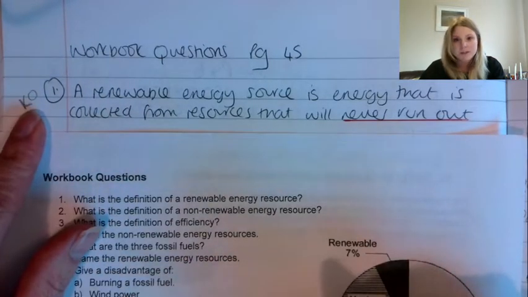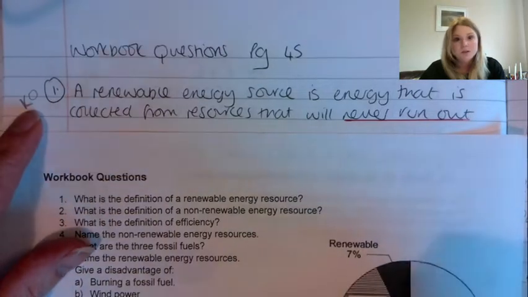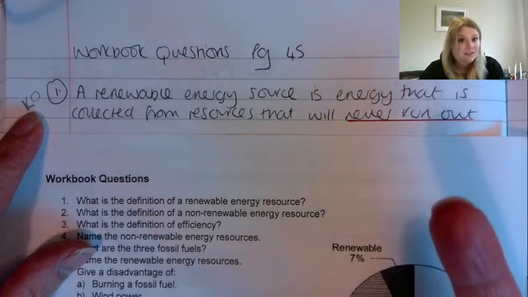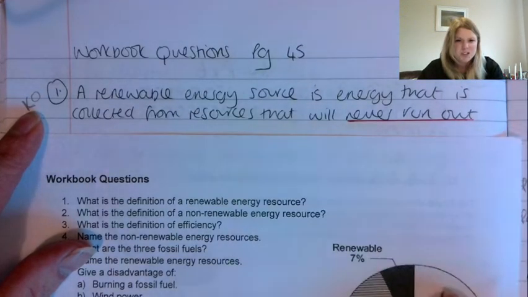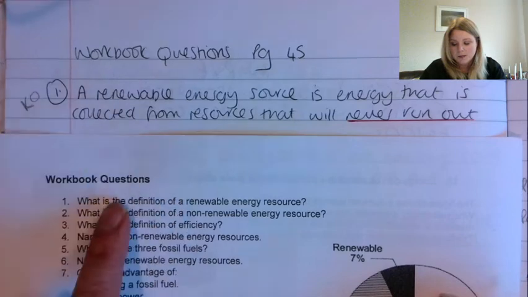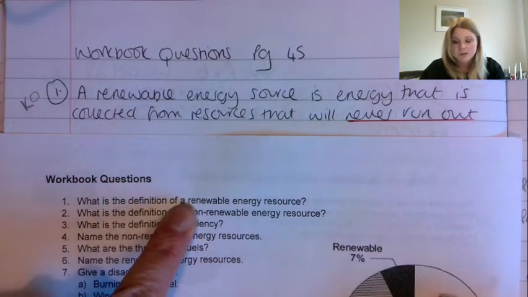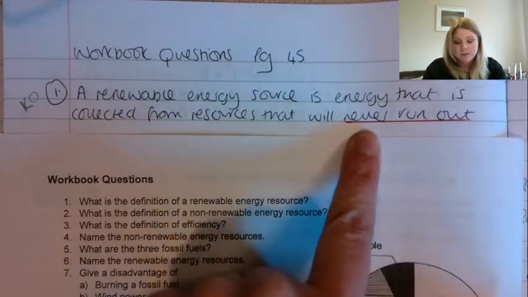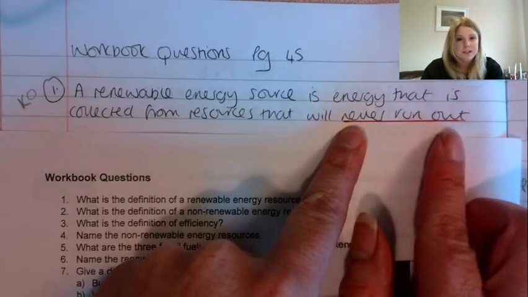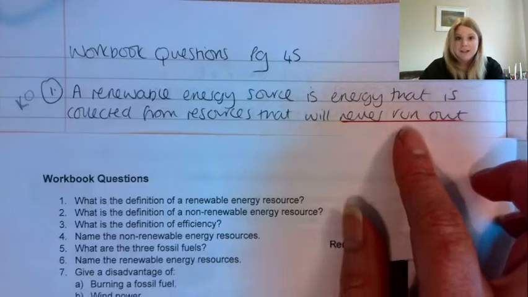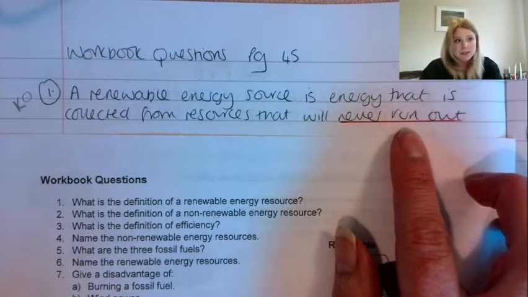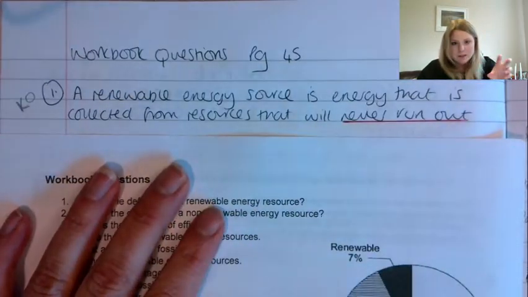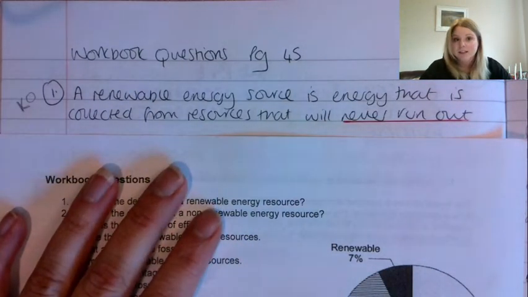Now for a bunch of them I've written KO, that just means knowledge organizer, but this information will also be in your notes. I just think it's maybe easier to find it from that knowledge organizer sheet for the energy topic. Okay, so question 1, the definition of a renewable energy source is energy that is collected from resources that will never run out. And in a lot of these questions you'll see I have underlined in red the important bit, or if it's a fill in the blanks I've underlined the blank, but the key bit of the answer I've underlined in red.